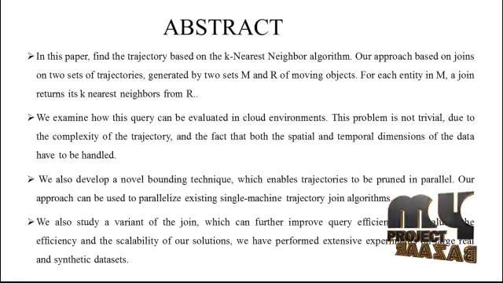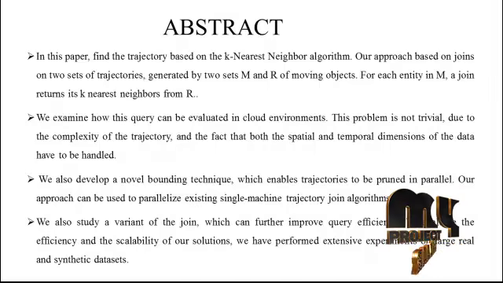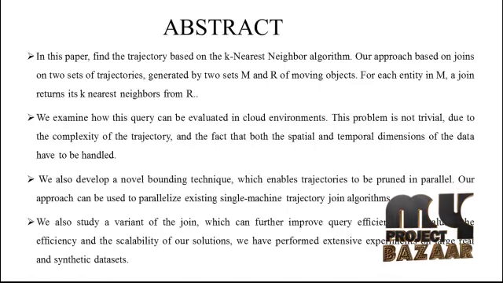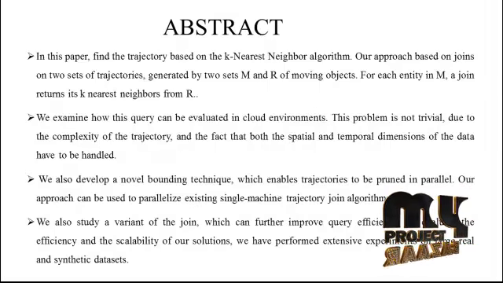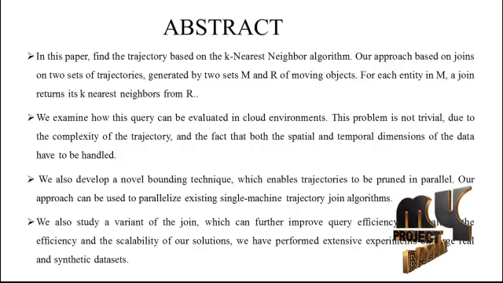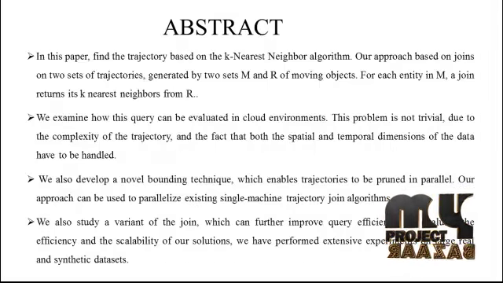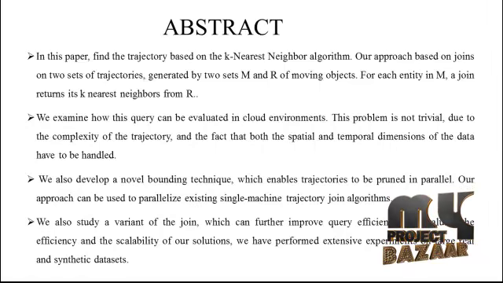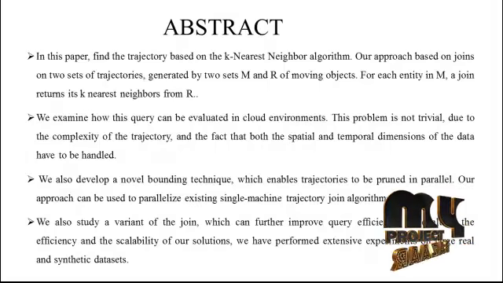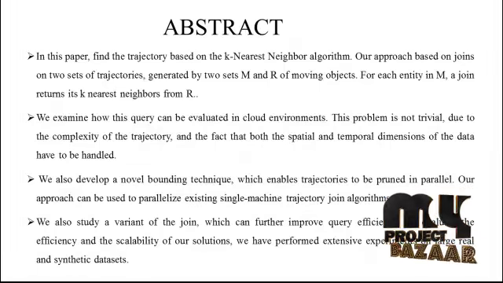Our project abstract: in this paper, we find the trajectory based on the k nearest neighbor algorithm. Our approach is based on joins on two sets of trajectories generated by the two sets M and R of moving objects. For each entity in M, the join returns its k nearest neighbors from R. We examine how this query can be evaluated in cloud environments.